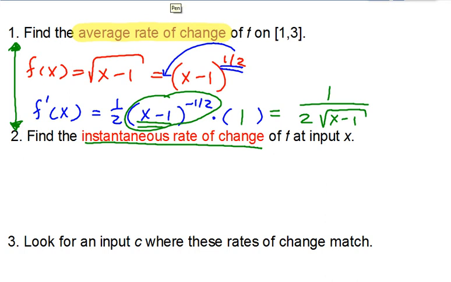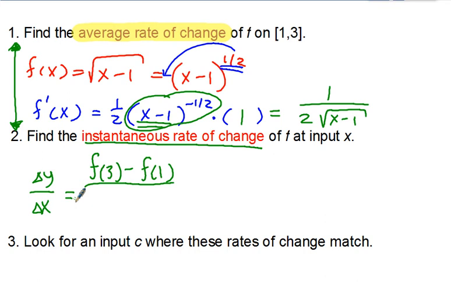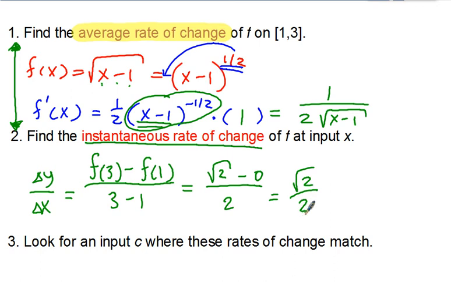And for that, I need to compute the output of the function at the right endpoint, the output at the left endpoint, and then find the difference in those things. This is like delta y over delta x. What's the slope? Okay, well, we saw that when you plug in 3, you get 3 minus 1, which is 2. And when you plug in 1, you get 1 minus 1, which is 0. Okay, and that's where we're getting this value from the previous screen, square root 2 over 2. Square root 2 over 2 is the average rate of change of the function across the interval from 1 to 3.